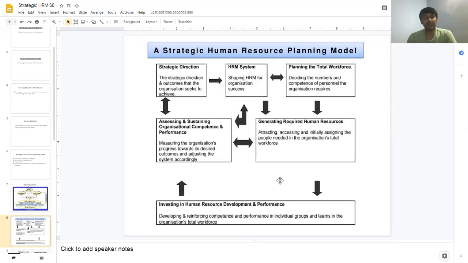Later, once the investment in human resource development and performance is done, he has to analyze, assess, or evaluate the organizational competence level and performance of the organization, like measuring the organization's progress: how it was previously, and what the current state of organizational competence is. What would the forecasting be, what would be the future of the organization? He has to analyze what the desired outcomes are and adjust the system accordingly. So this is the overall sketch of the strategic human resource planning model.